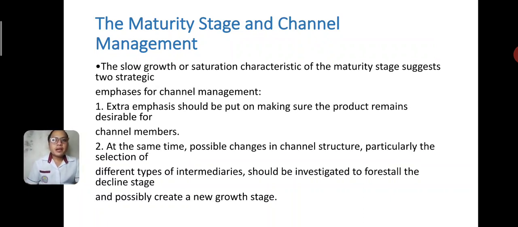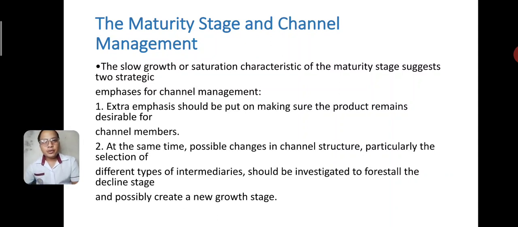Next slide. The maturity stage in channel management. The slow growth or saturation characteristic of maturity stage suggests two strategic emphases for channel management. Number one is extra emphasis should be on making sure the product remains desirable for channel members. So, ito daw, ang produkto remains desirable or yung kaakit-akit pa. At the same time, possible change in channel structure, particularly the selection of different types of intermediaries, should be investigated to forestall the decline stage and possibly create a new growth stage.